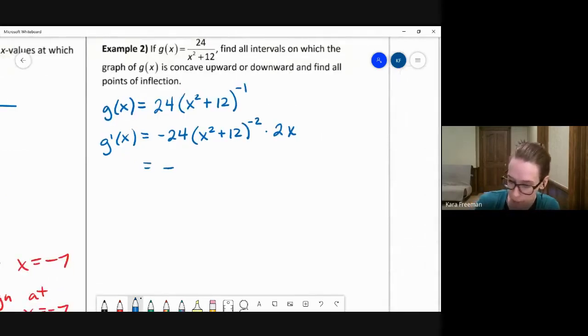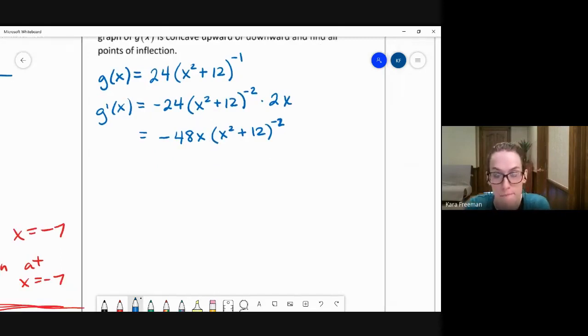I'm going to clean that up before I take that second derivative. So 24 times 2 is 48x. I'm going to bring that to the front. I'm going to leave it as a power since I'm just going to take the derivative again. Pretty straightforward, not too bad.